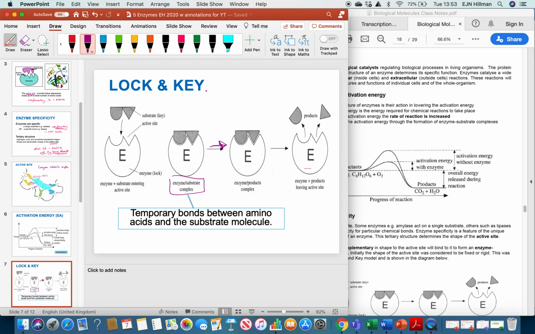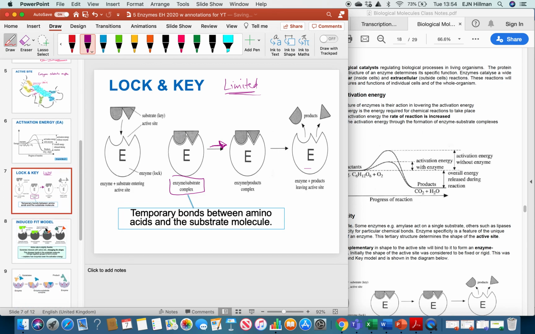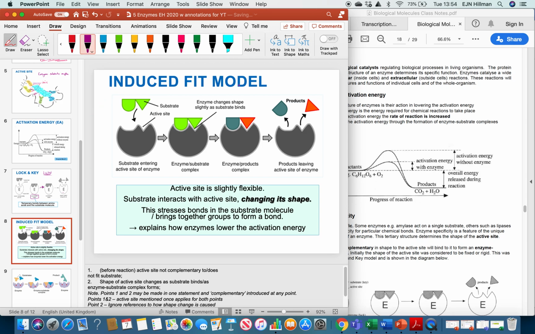Okay, but this lock and key principle, lock and key model, is limited. It doesn't really explain how the activation energy is lowered. And at A level, it's necessary to go beyond this lock and key model to use an improved model, which provides us with a better understanding of how the activation energy is lowered. And this improved model is referred to as the induced fit model. In the induced fit model, the active site of the enzyme is not complementary to the substrate initially, before the reaction. As the substrate interacts with the active site, it becomes more complementary.